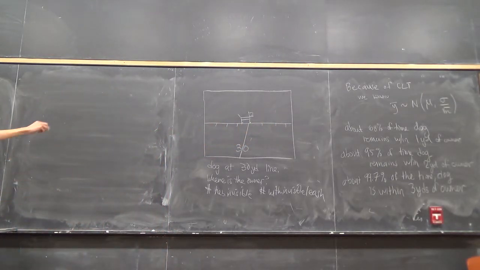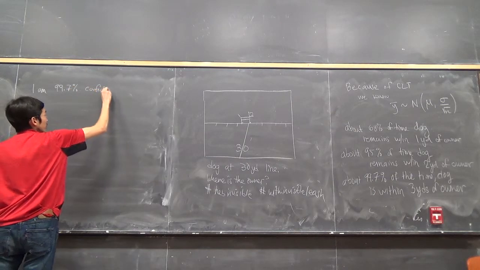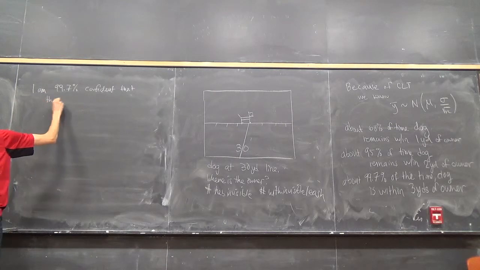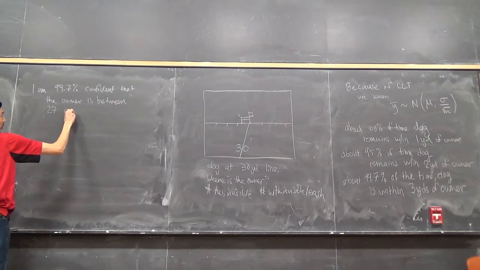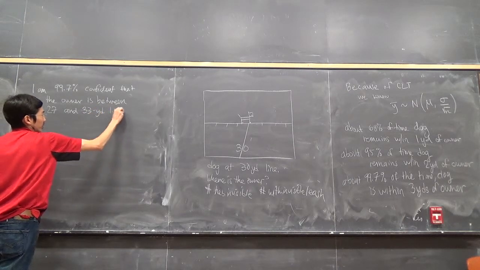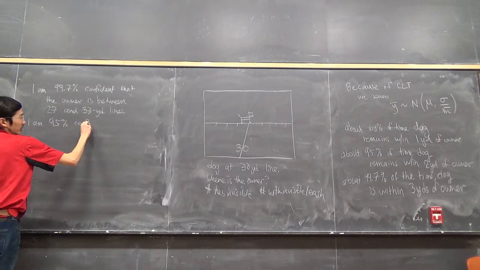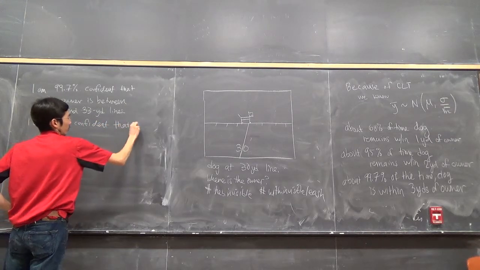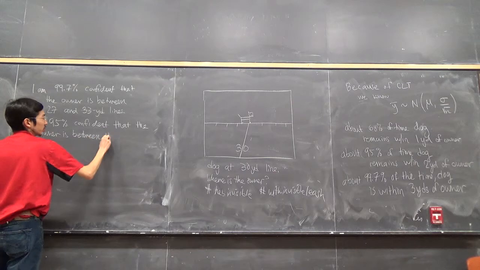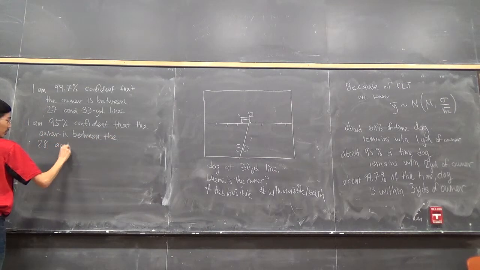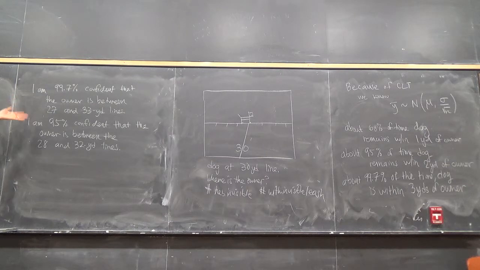So we could make a few statements like this, okay? We could say something like, I'm 99.7% confident that the owner is between the 27 and 33 yard lines. Okay? I could even say I'm 95% confident that the owner is between the 28 and 32 yard lines. Do we feel comfortable with these statements here?